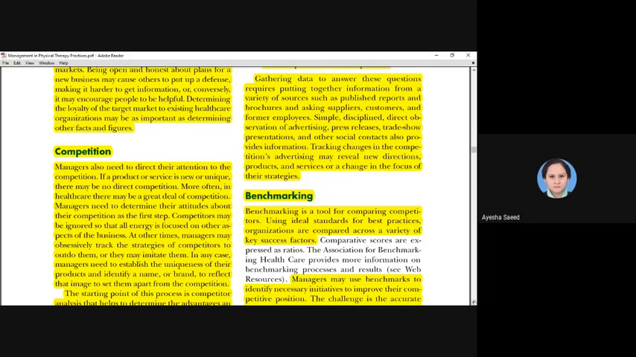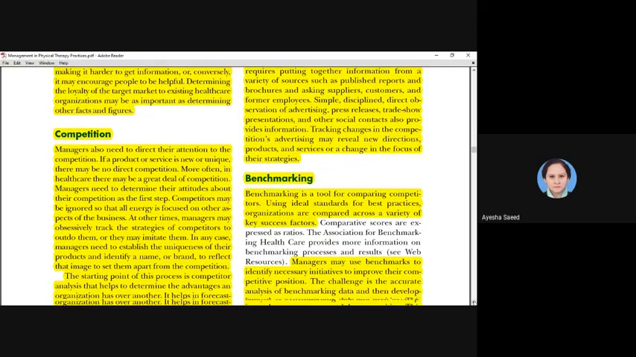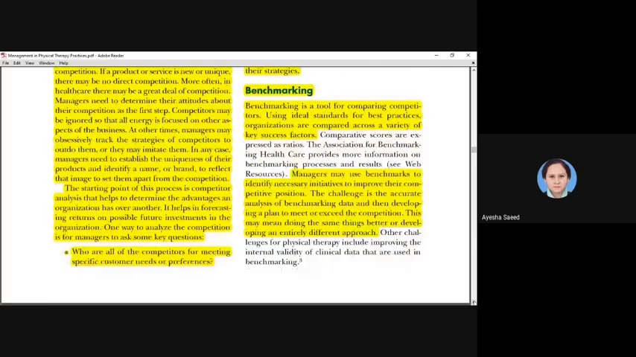In any case, managers need to establish the uniqueness of their product and identify a name, a brand, to reflect that image to set them apart from competition. A name or a brand or a statement could help them set them apart from other people. The starting point of this process is competitor analysis.